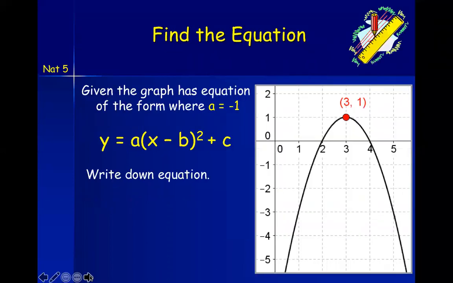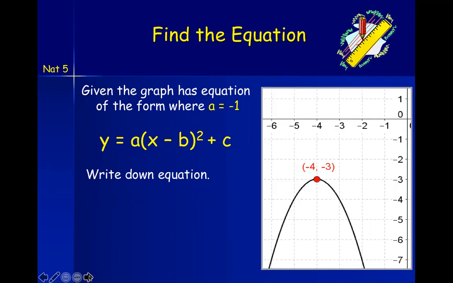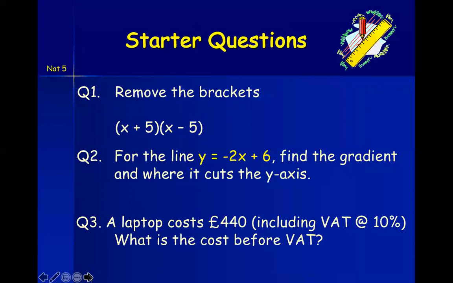Let's have a look at another one here. This time we've been given the graph and we've been asked to rewrite the function as a completed square. So you look at when x equals 3, so (x minus 3) squared plus 1 with a minus in front for the sad face. Same here. Start with a minus, (x plus 4) squared, and then minus 3.